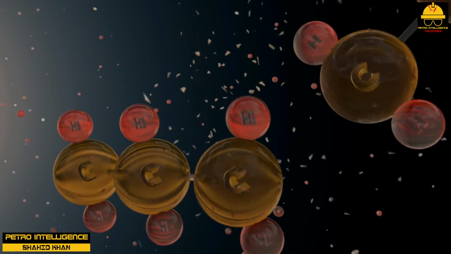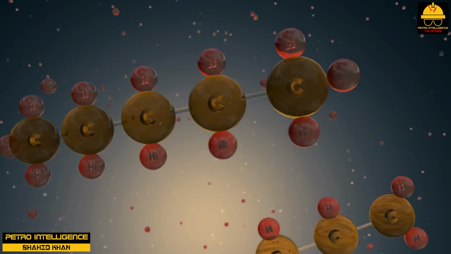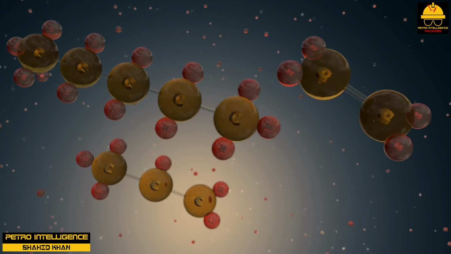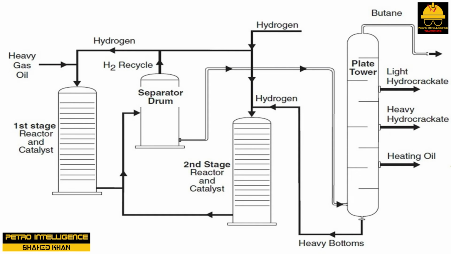The hydrocracking process takes heavy gas oil feed and mixes it with hydrogen before sending it to the first stage reactor. The reactor is filled with a fixed bed of catalyst. As process flow moves from the top of the reactor to the bottom, the cracking reaction takes place. First stage hydrocrackate is sent to a separator drum, where the hydrogen is reclaimed and the hydrocrackate is moved on to a fractionation tower. In the fractionation tower, the hydrocrackate is separated into 5 cuts: butane, light hydrocrackate, heavy hydrocrackate, heating oil, and heavy bottoms.